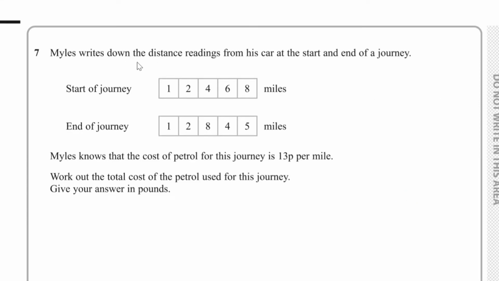Question number 7. Miles writes down the distance readings from his car at the start and end of a journey. At the start of the journey, we've got 12,468 miles. At the end of the journey, we've got 12,845 miles. Miles knows that the cost of petrol for this journey is 13p per mile. We have to work out the cost of the petrol used for this journey. Give your answer in pounds.